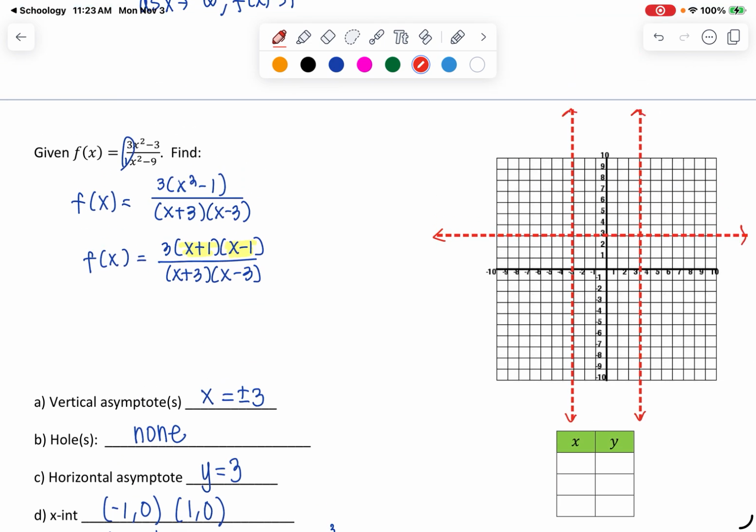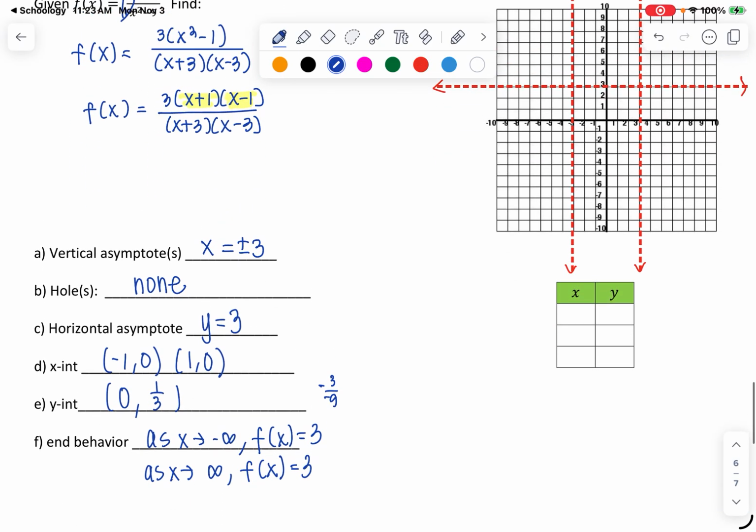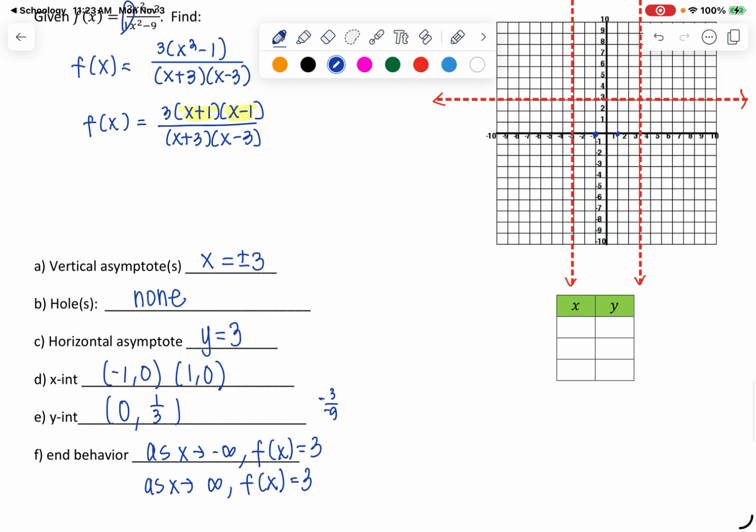And now to graph what we have. There are no holes in the graph, so we don't have to graph those. I have an x-intercept at (-1, 0), which is right here, and (1, 0). And then I have a y-intercept at (0, 1/3). And then that's all the information I have. Okay, so I'm going to start with each section. So here's my first section, which is to the left of the vertical asymptote. I don't have any points there. So I am going to pick a point, any of these x values.